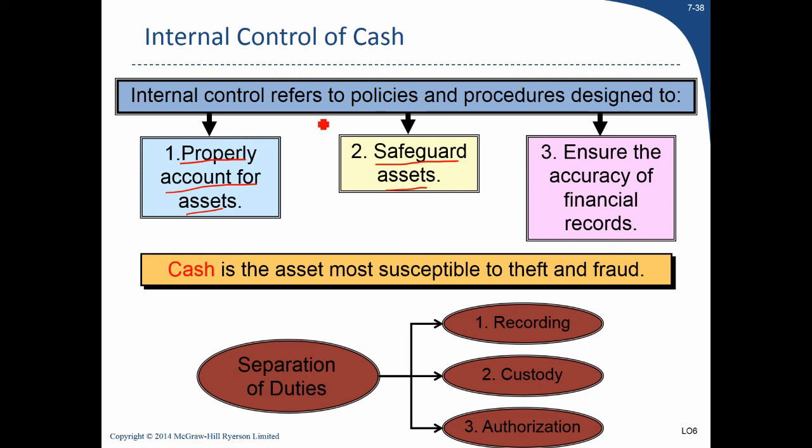And actually, this refers to all assets, not just cash, but cash is the specific example down here. Ensure accuracy of financial records. Now, I'm not sure why they separate properly account for assets and ensure accuracy of financial records. I consider those to be almost the same. But what you care about is you're recording it correctly and no one can steal it, right? Fundamentally, if you own a jewelry store, you don't want your employees walking out with diamonds, right? So, how do you ensure that these assets are safeguarded?